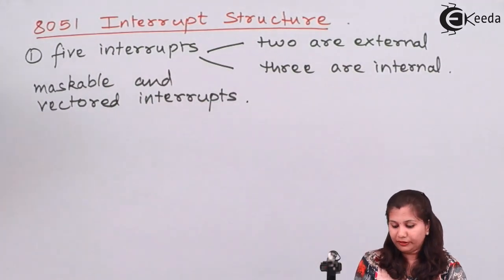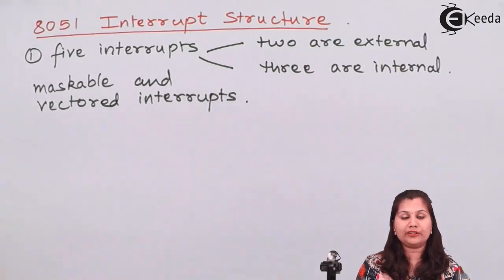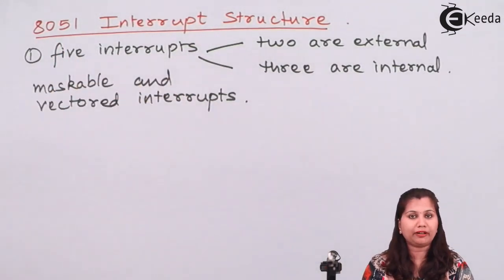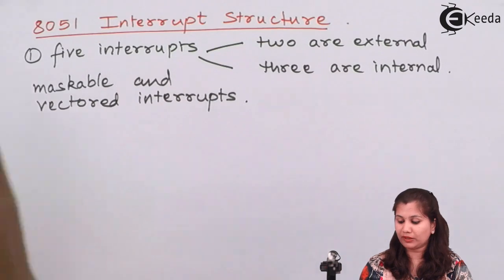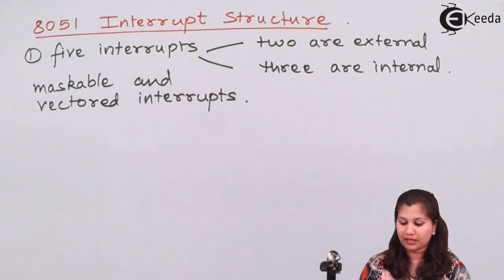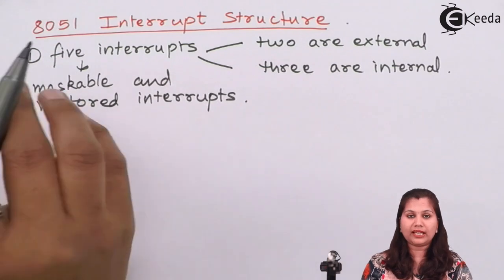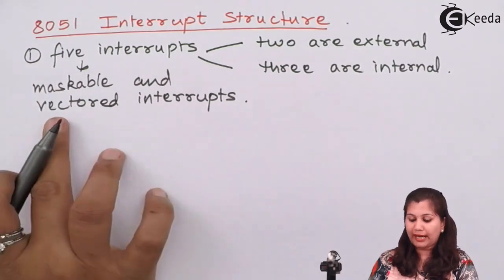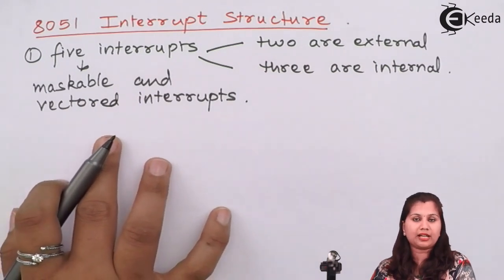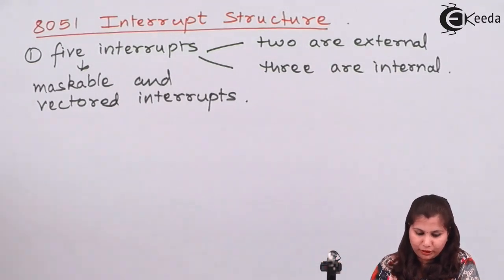So if we are asked about the nature of the interrupts of 8051, we can say that it has a total of 5 interrupts. Out of those 5 interrupts, we have 2 external interrupts and 3 internal interrupts, and all the 5 interrupts are maskable and vectored. Maskable means we can disable all the interrupts, and vectored means all the interrupts have a fixed, predefined starting address or vector address. So let's see what these 5 interrupts are.